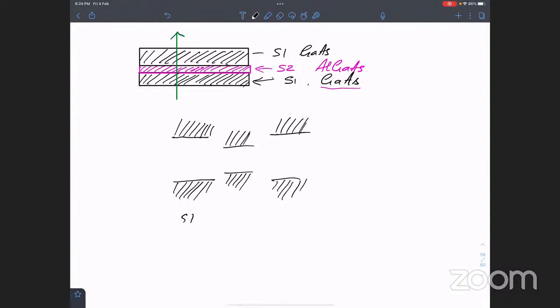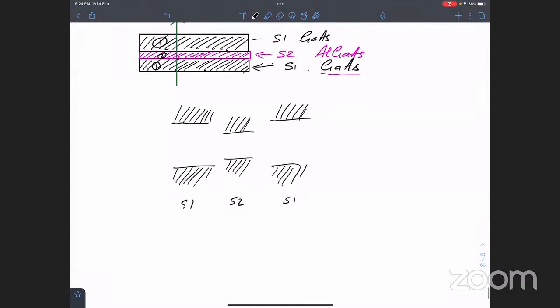So this is my S1, this is my S2, and this is my S1 again. If I'm going this way, green, from semiconductor 1 to semiconductor 2 and then to semiconductor 1 again, if I literally walk from one place to the other, what is the combined band structure? It is slightly more complicated than what I'm drawing here, but essentially it will start looking like this.